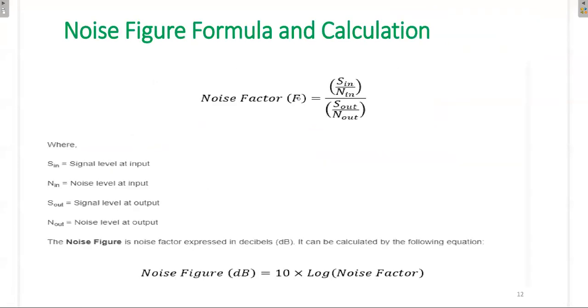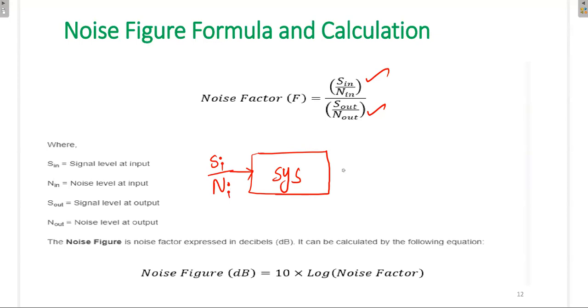So this is the formula for noise factor. Noise factor means what is the signal to noise ratio at the input, then what is the signal to noise ratio at the output. We take some system at the receiver side, we receive some signal, then the input to the receiver system we will call SI by NI. Output of the system we will call SO by NO, where SI is signal level at the input, NI is noise level at the input, SO is signal level at output, NO is noise level at the output.